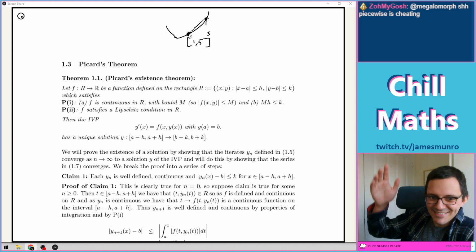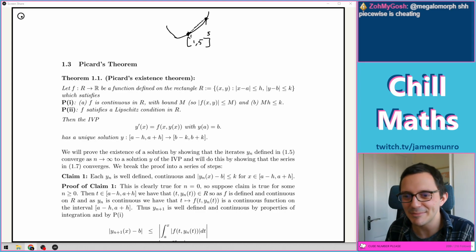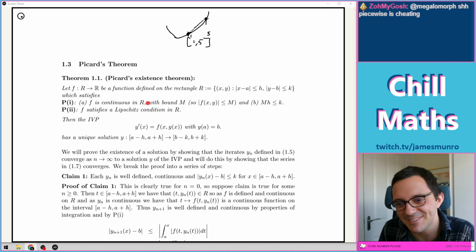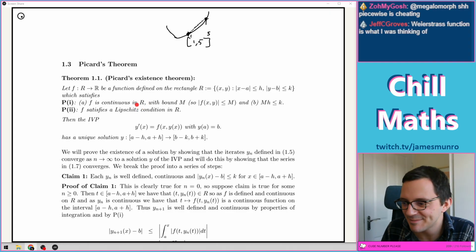There's that kind of people not being happy about piecewise functions, which I think is fair, but some of them aren't as bad. Weierstrass is what you're thinking of for an anywhere. Good, we're on the same page.